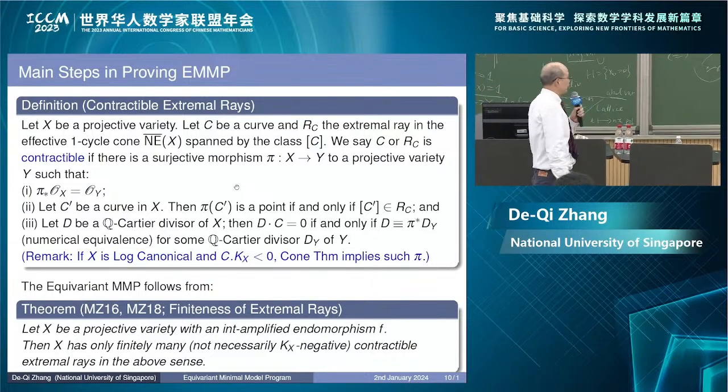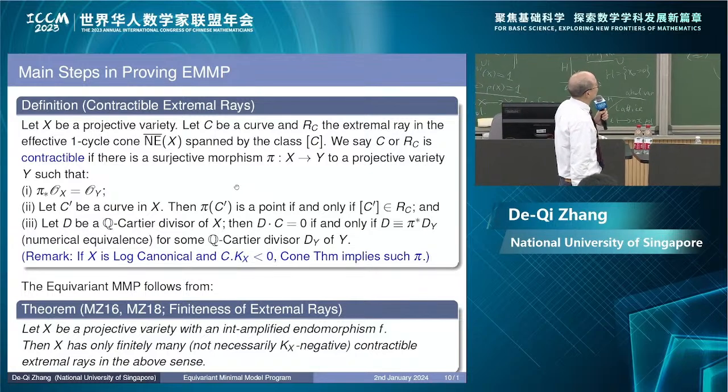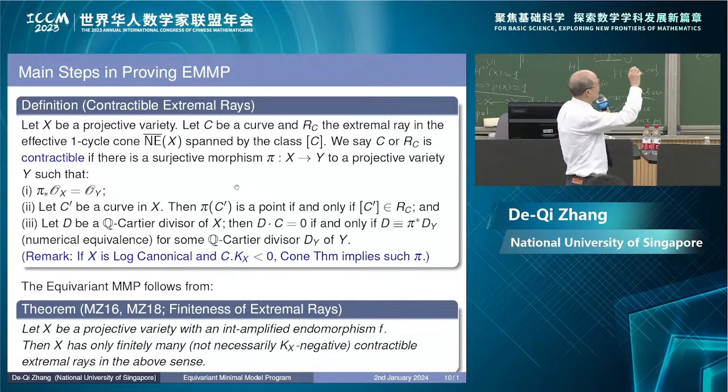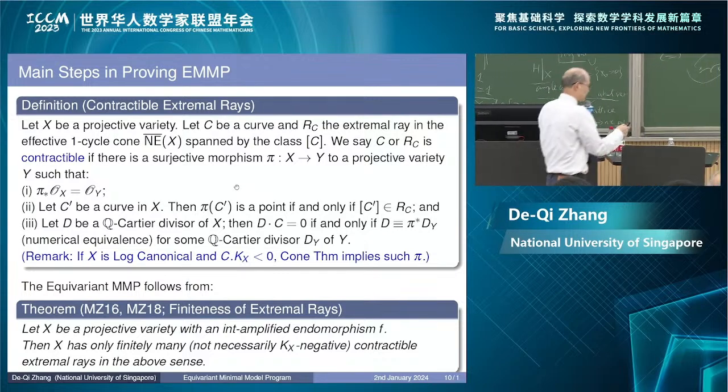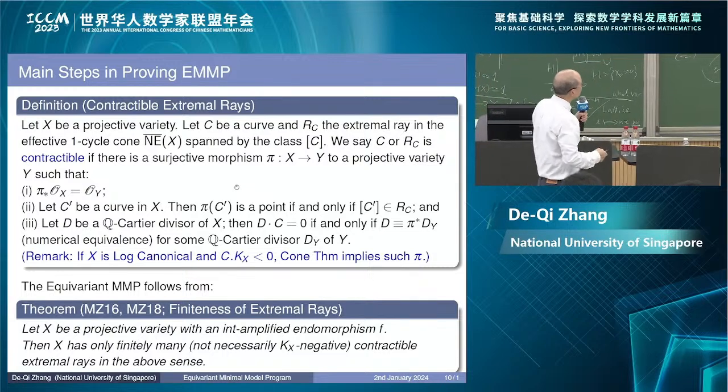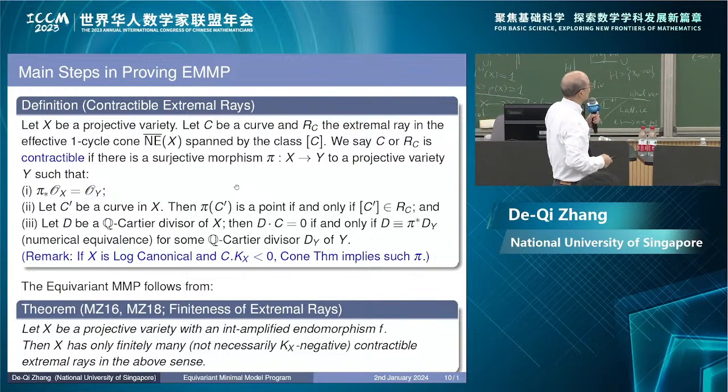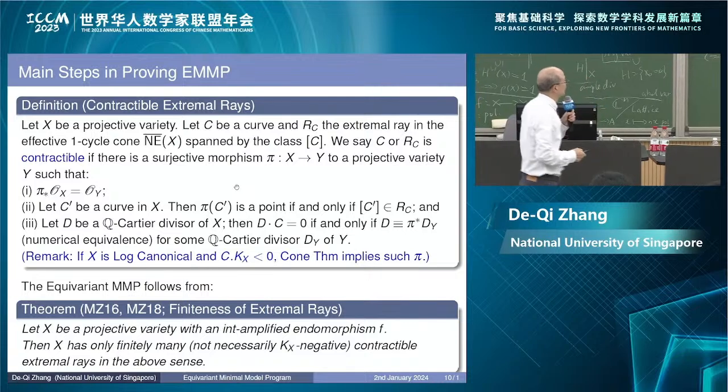Now the key step in the proof is, we want to make the minimal model program equivariant, meaning that you want to descend the endomorphism action to somewhere downstairs. So the key is this theorem here. Before that, let me introduce a definition.